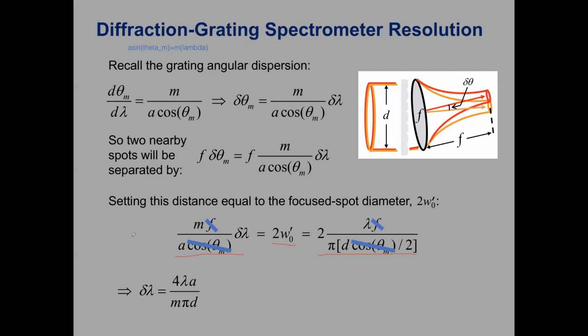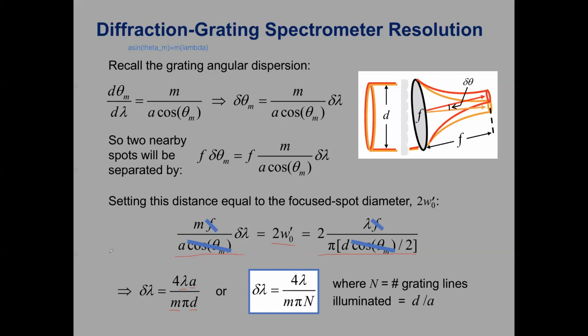So solving for delta lambda, the smallest wavelength difference we can detect will depend on whatever center wavelength, or average wavelength, we're using. So lambda might be the average wavelength of these two colors if they're really close. Our slit spacing, and the size of the beam going into the diffraction grating. M is the order of the diffraction peak we're using again, and that's equal to 1.